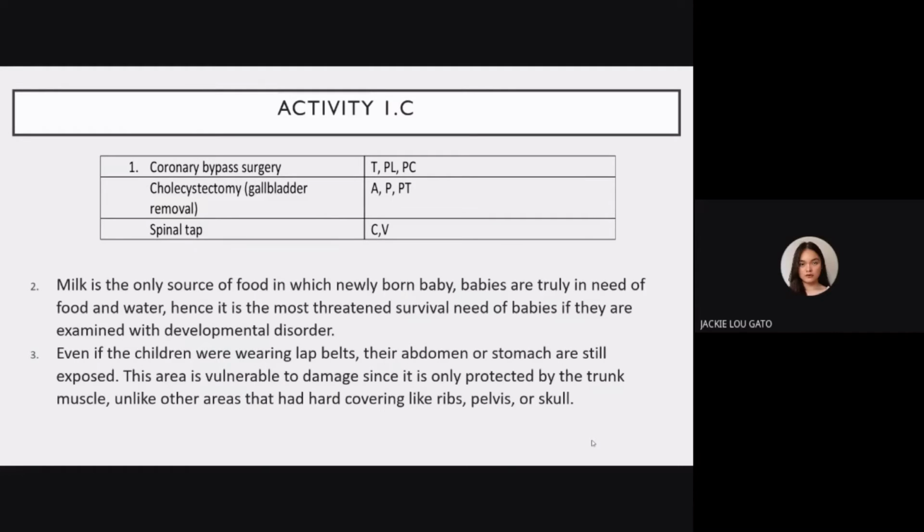Next is number three. Our answer is that even if the children were wearing lap belts, their abdomen or stomach are still exposed. This area is vulnerable to damage since it's only protected by trunk muscle, unlike other areas that have hard covering like ribs, pelvis, or spine. The abdominal portion of the body is vulnerable due to its hollow space and it is not protected by hard covering. So to continue our discussion for reflection, Ms. Garcia will further discuss it.